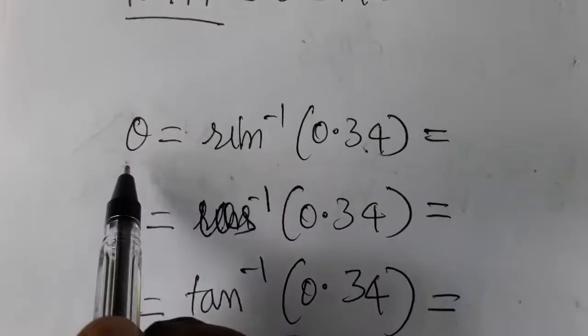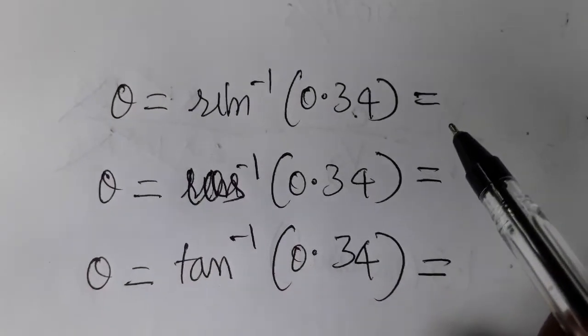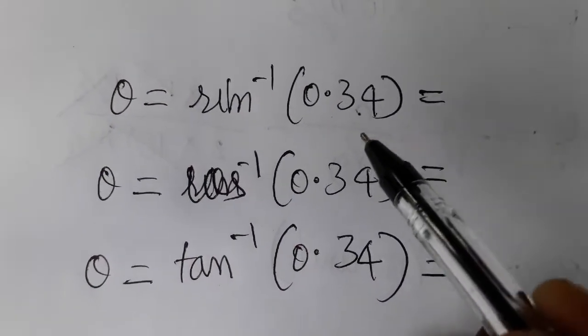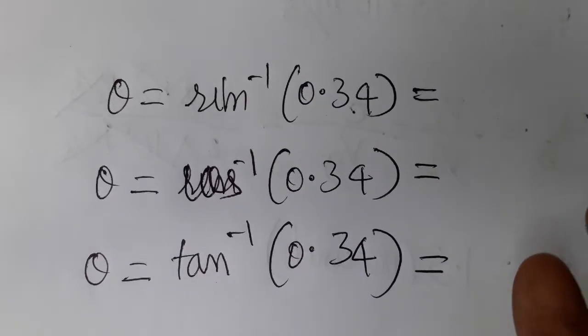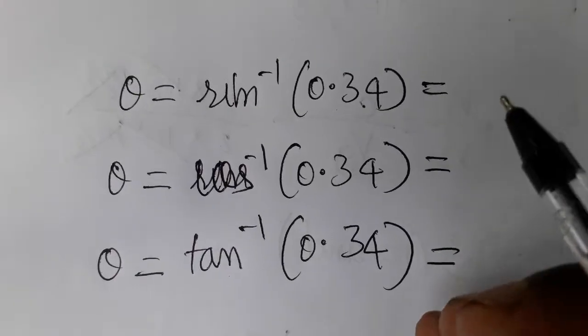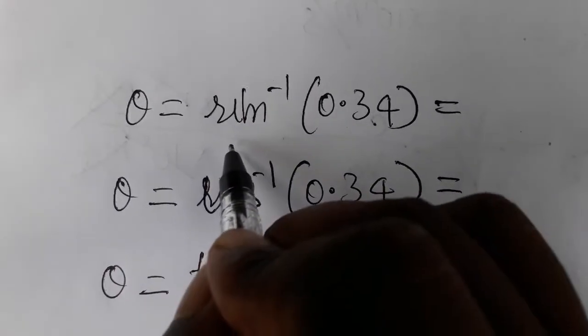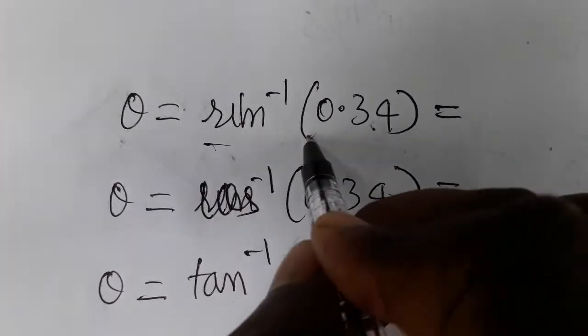Today we are going to find what a sine inverse value is. Using the logarithm tables, we are going to find sine inverse, cos inverse and tan inverse. I have taken the same value, but you can take a different value to find a different angle. I am going to show it with the same value, sine inverse of 0.34.